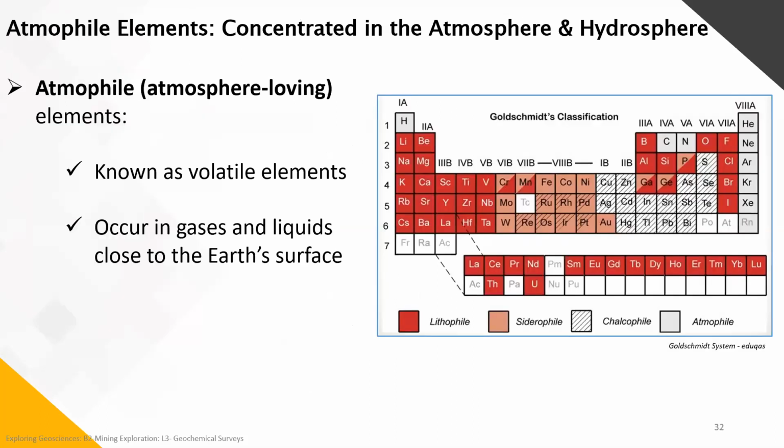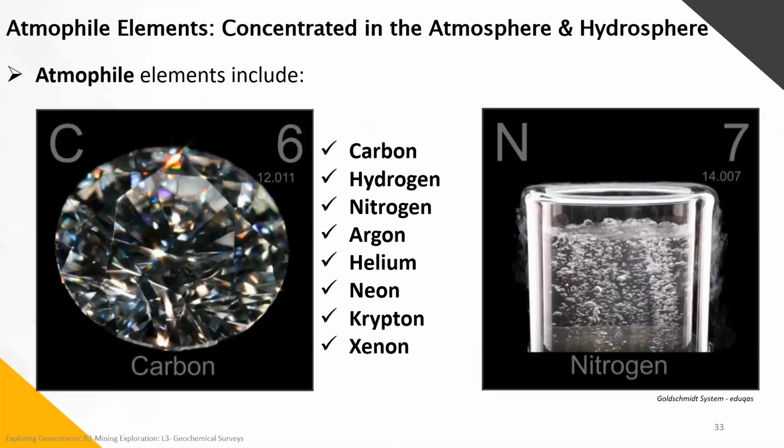The atmophile are concentrated mainly in atmosphere and hydrosphere, and that's what we call them, the atmosphere-loving elements. They're known as volatile elements, so they are the most changeable ones. They occur in gases and liquids close to the Earth's surface. Examples of atmophile are carbon, hydrogen, nitrogen, argon, helium, neon, krypton, and xenon.